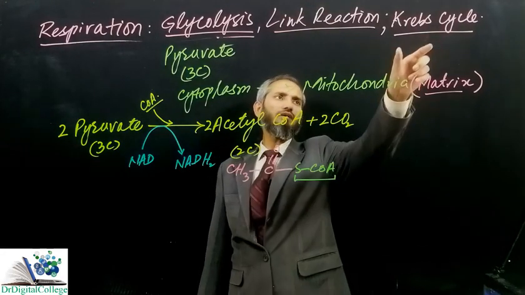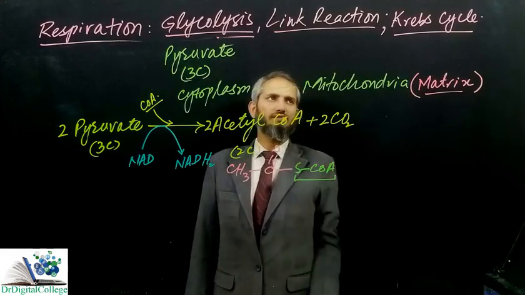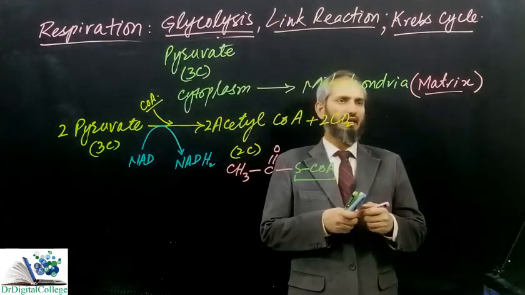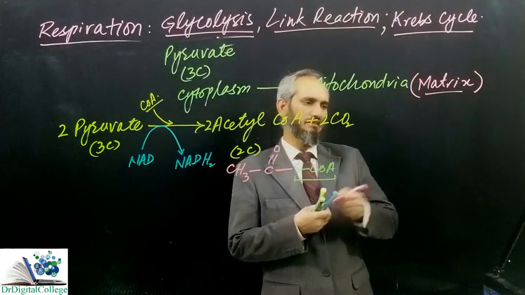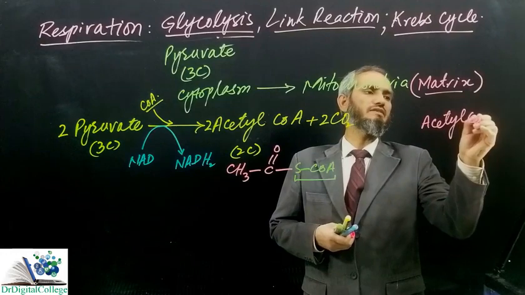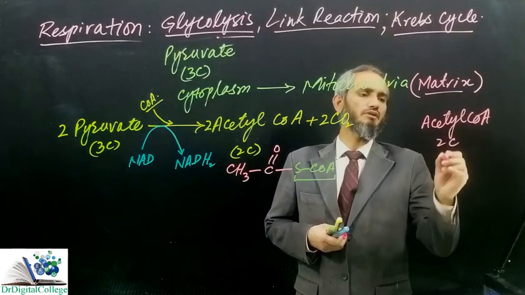Now let's see what is happening during Krebs cycle. If I write here the overall process of Krebs cycle, then it is like this: here acetyl coenzyme A, which is a 2-carbon compound.